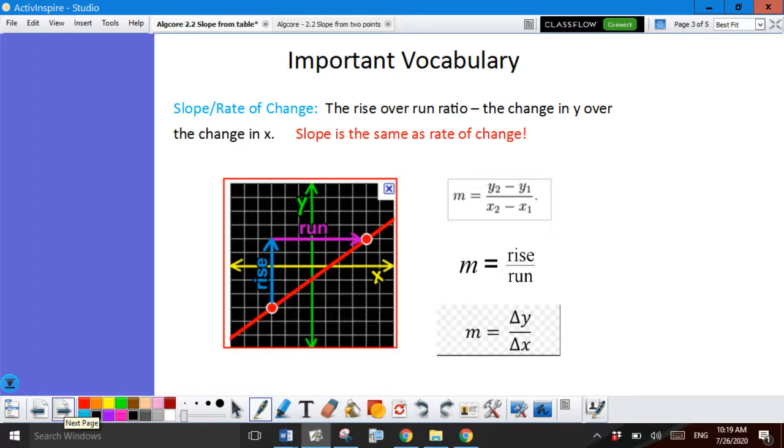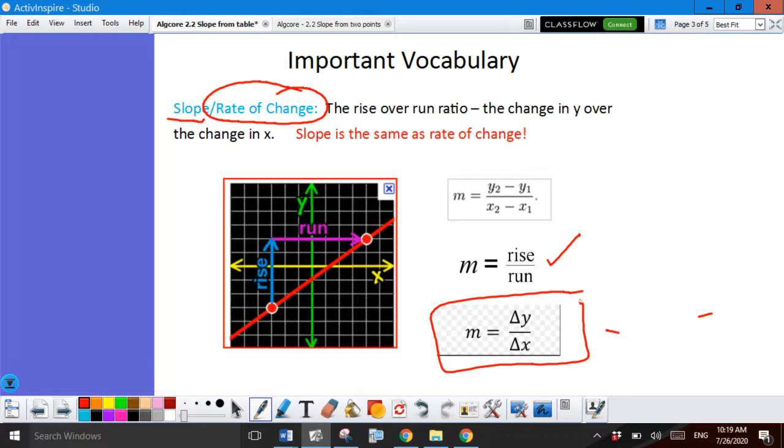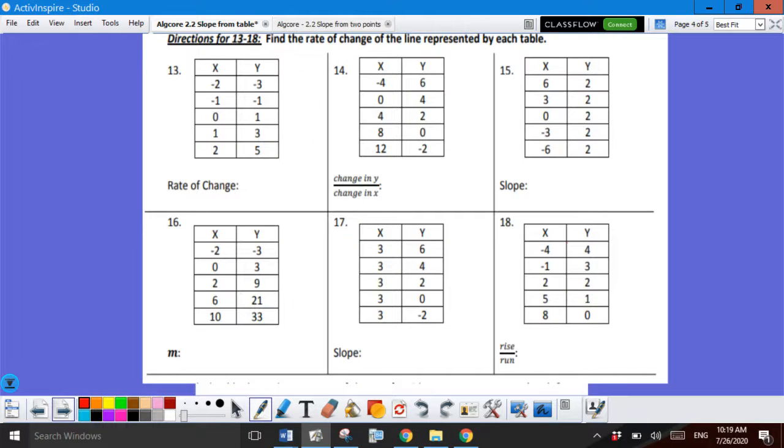Keep in mind that slope and rate of change are the same thing. They're just different terminology. And we've talked about this formula. Today we're going to talk about this formula, and tomorrow we're going to deal with that formula. All right, so here we go. We're looking for patterns. We kind of touched on this as we started the chapter when we were doing tables. But I want you to think about, what is my pattern here?